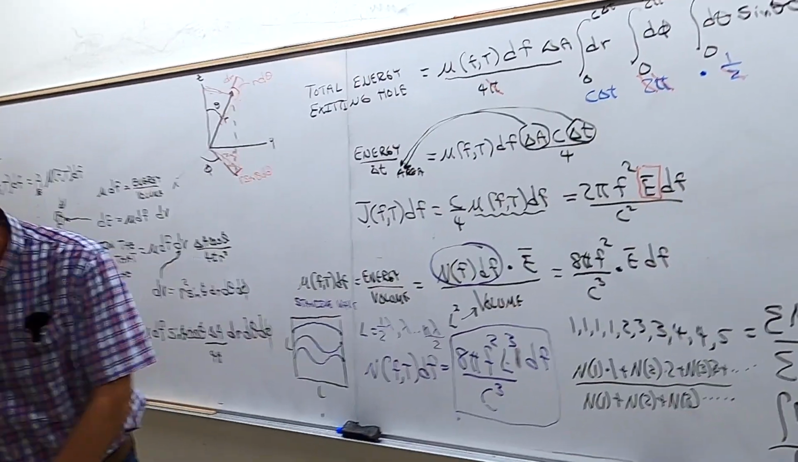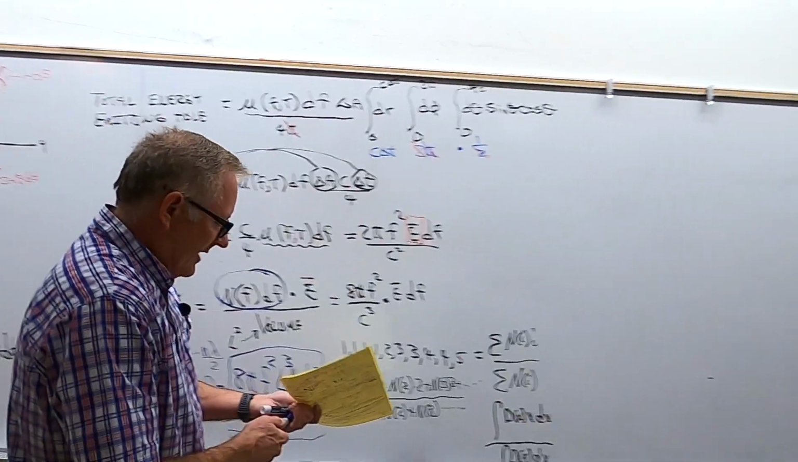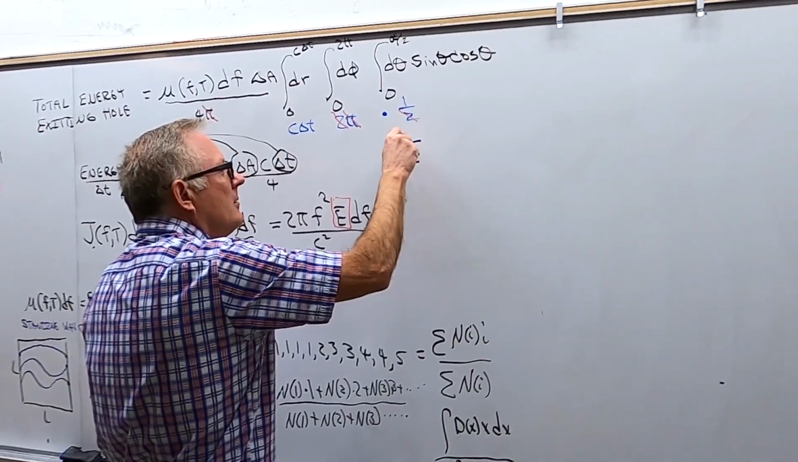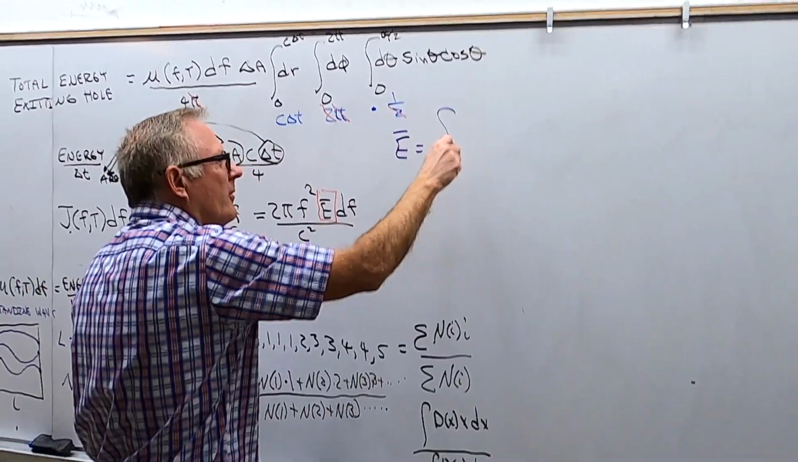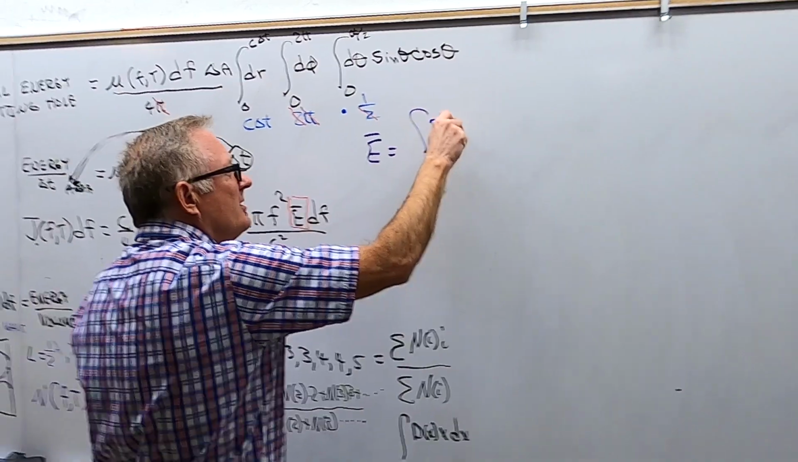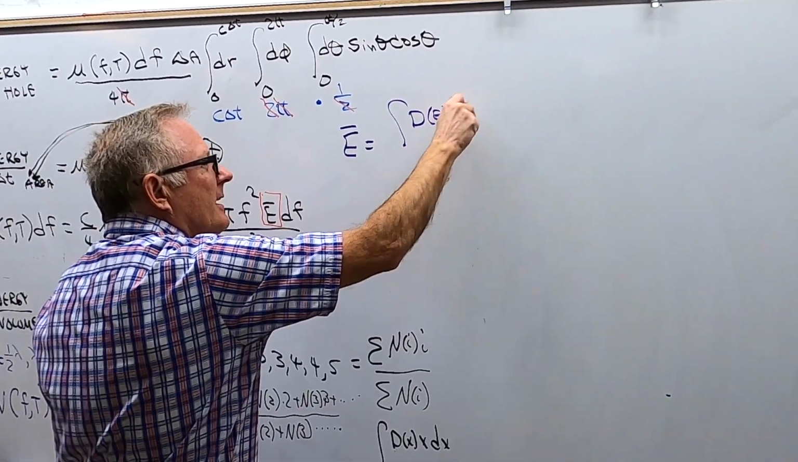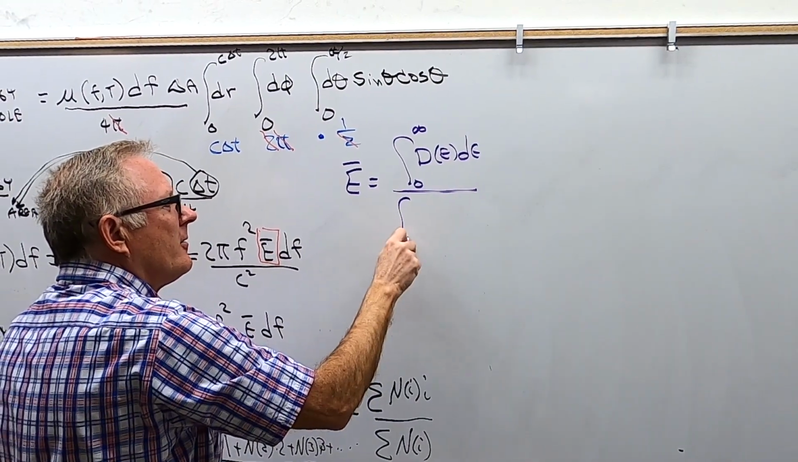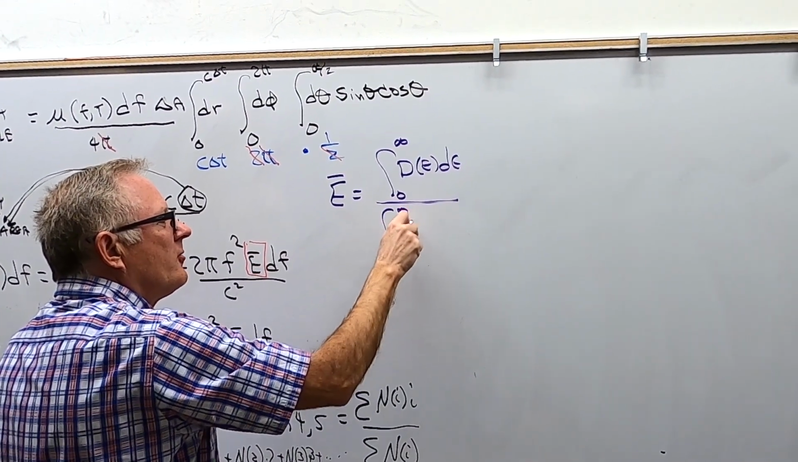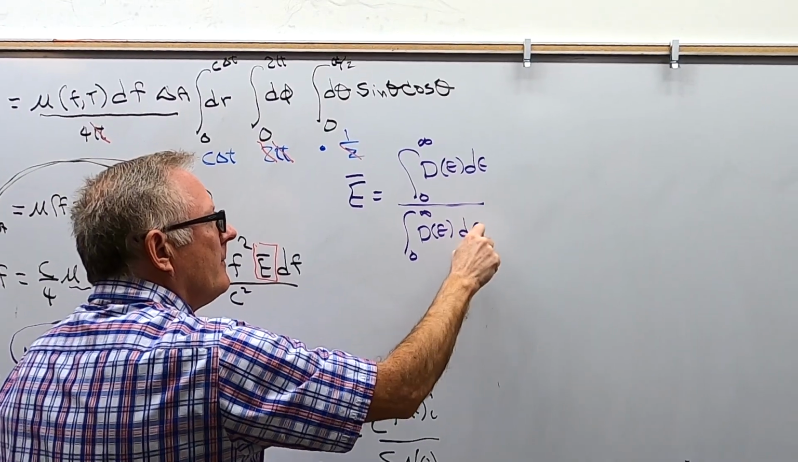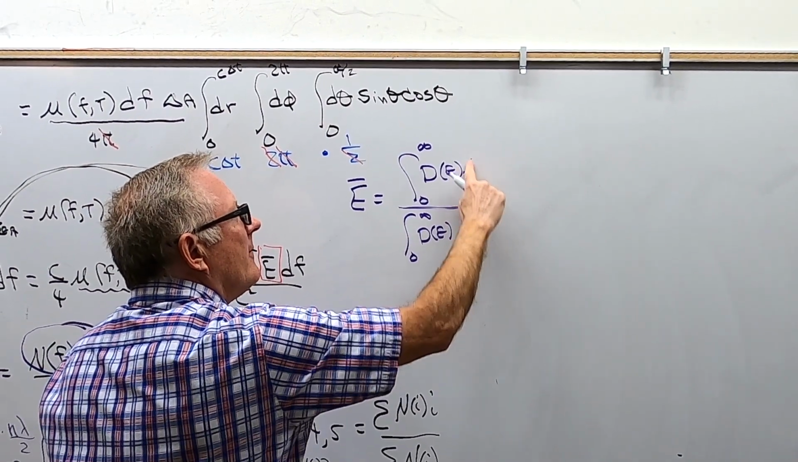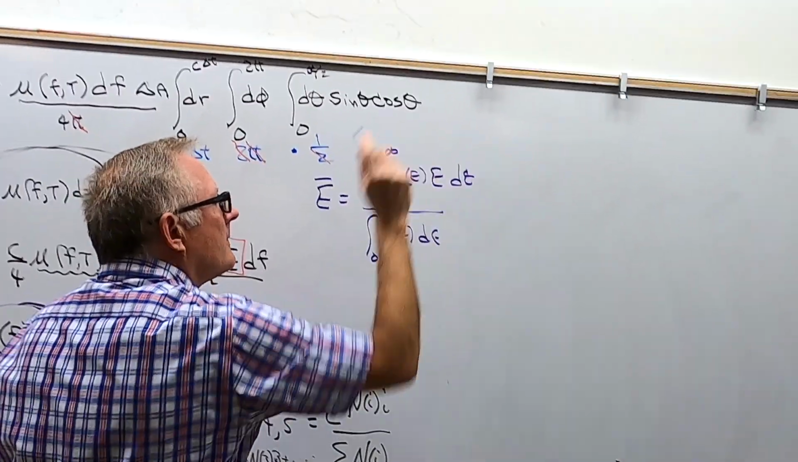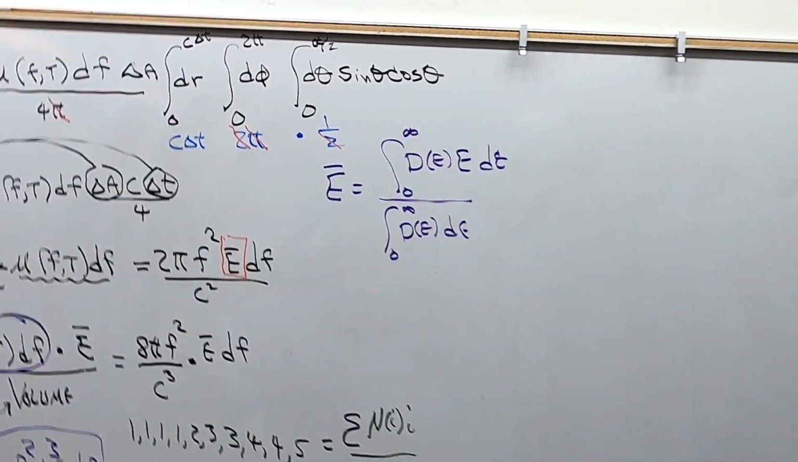For our average energy, we just need to integrate how the energies are distributed, dE from 0 to infinity, all over the integral from 0 to infinity of how they're distributed, dE. Oh, this one has an extra E in it right here, dE. Okay, so that's what we have to do.